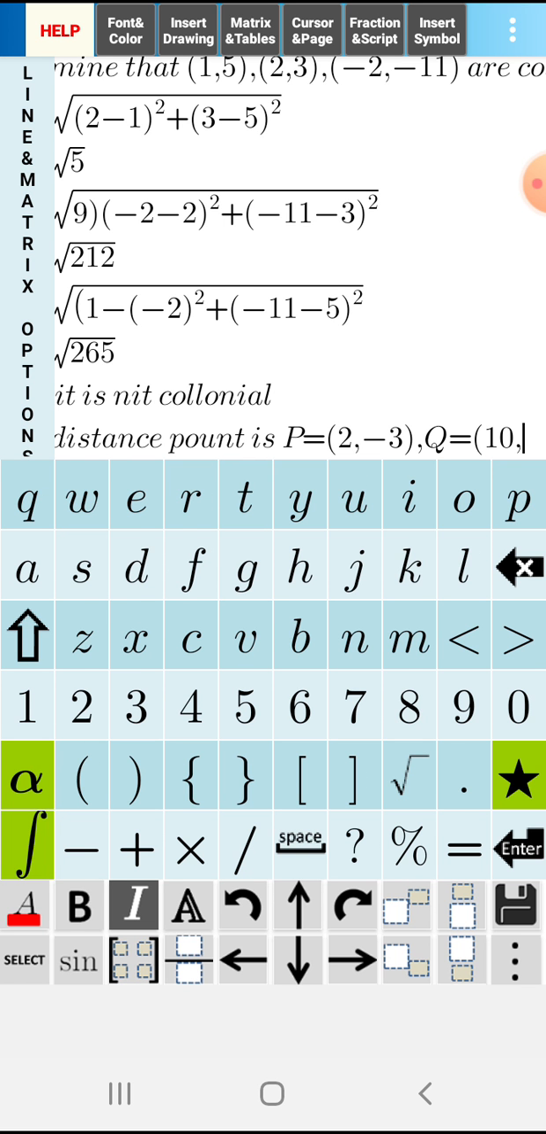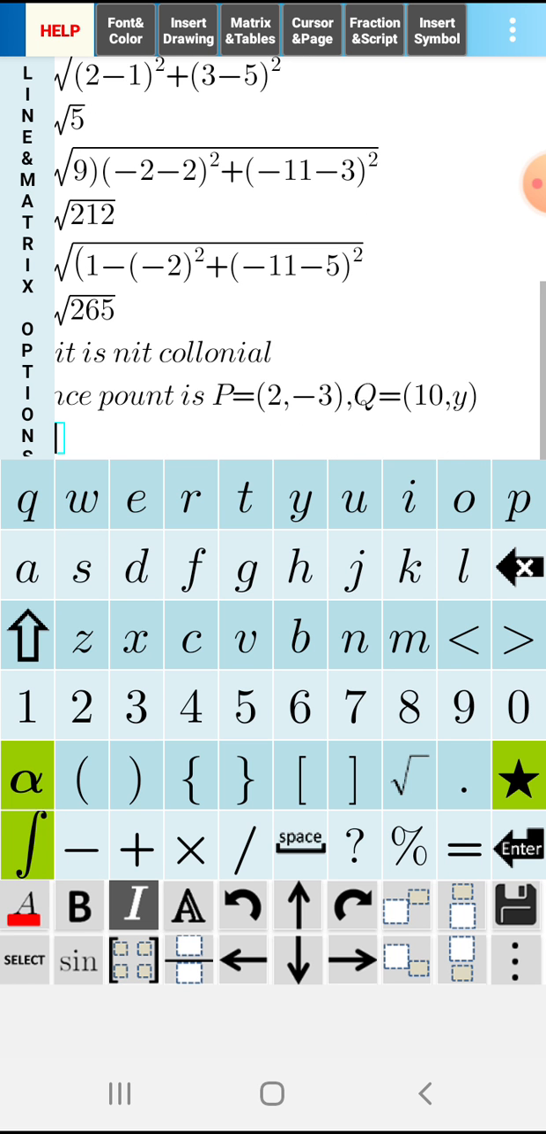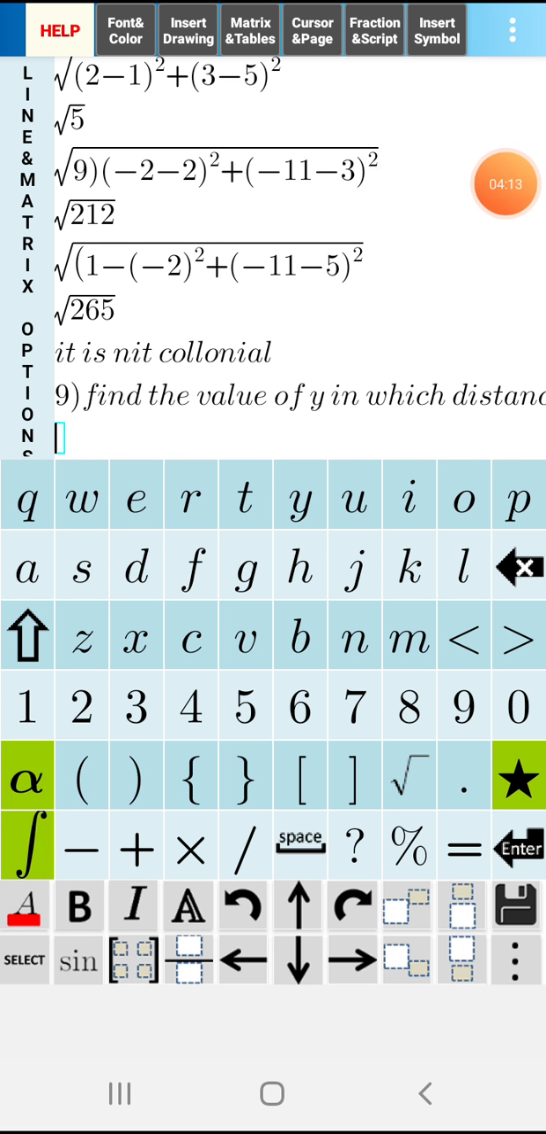So we have to find the value of y. They did not give y, so we have to find that. Let's find what the value of y is. Like this only, two more sums are there in the textbook, which you can practice as well on the distance formula. First I will solve this sum using the distance formula. In the final exam you have to write the formula first and then solve.